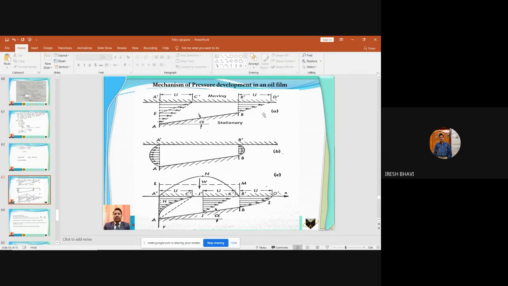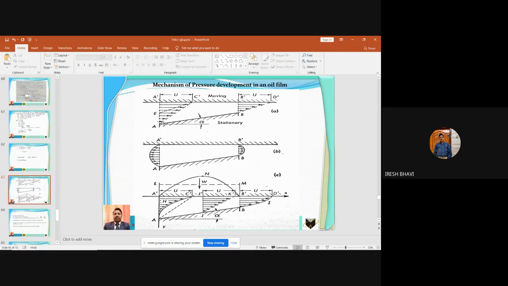So how the pressure is generated in the hydrodynamic journal bearing, that we will be studying here. Okay? What is the mechanism by which the pressure is generated inside a hydrodynamic journal bearing, that we will be studying here. So you observe this figure.